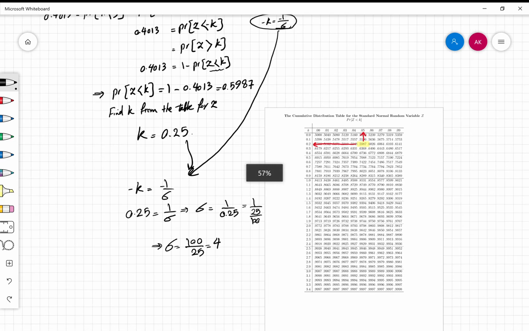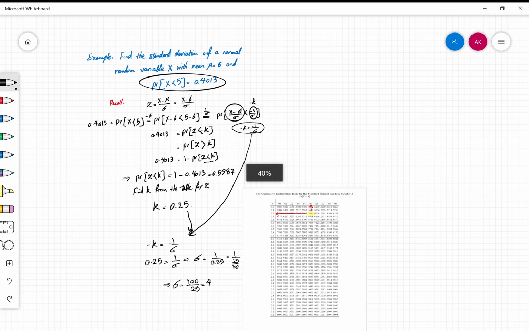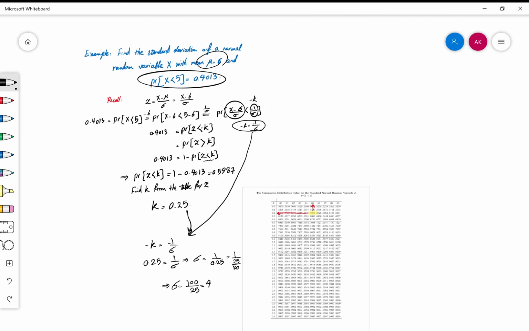Okay, knowing the mean of a normal random variable and knowing one probability for that normal random variable, we can find the standard deviation of that normal random variable, and this was one example for such a case.